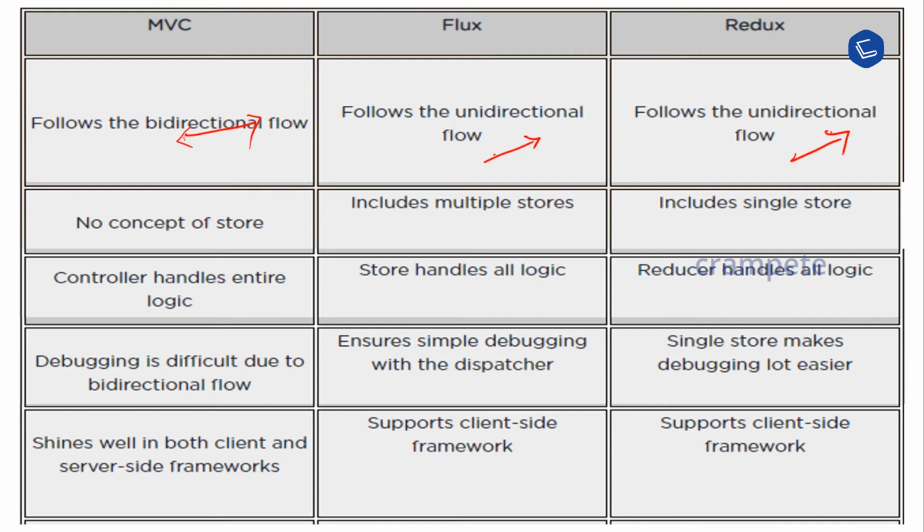The significant benefit of the unidirectional approach is that since the data flows through your application in a single direction, you can have better control over it. So the control of data is handled in Redux and Flux.